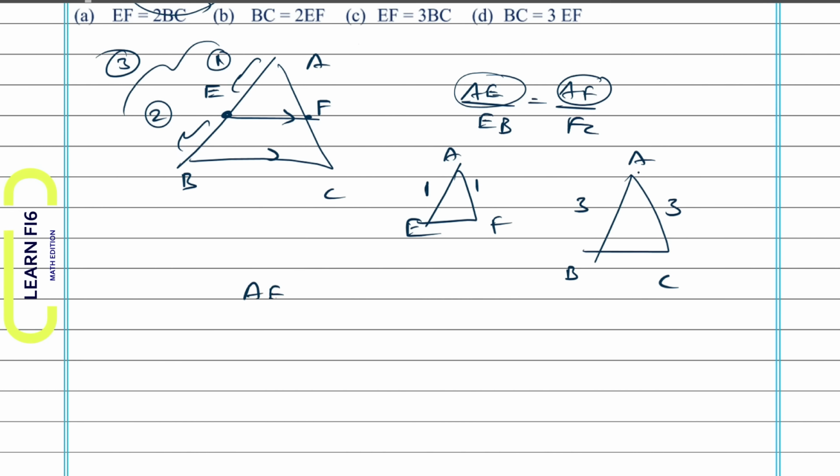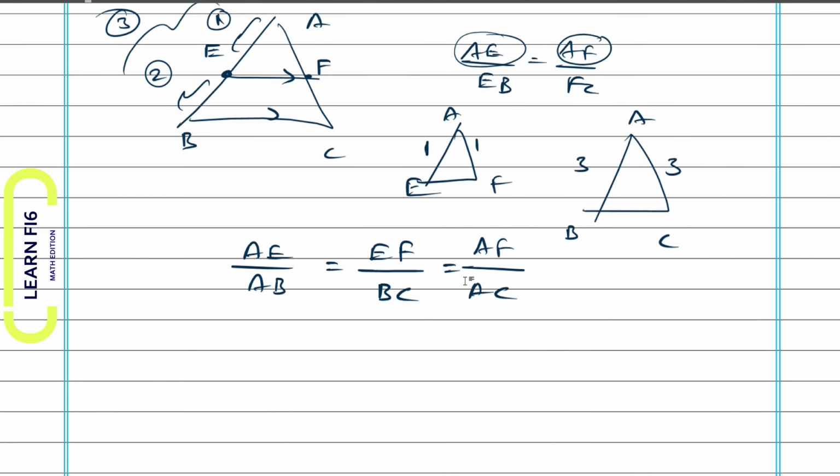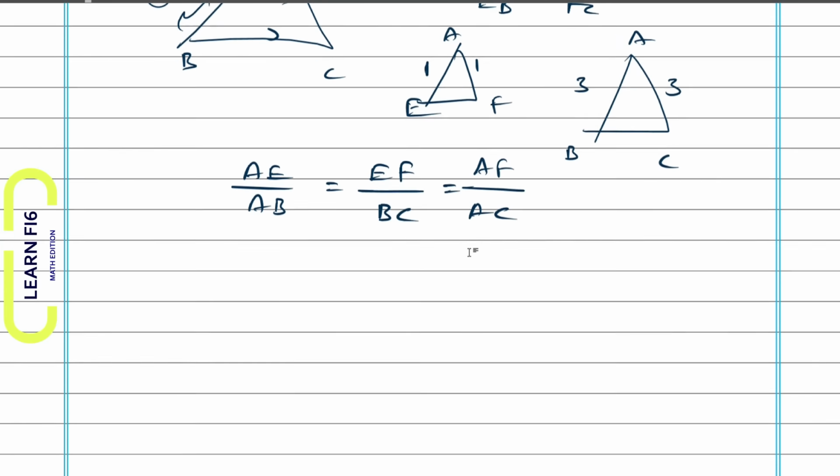We can write AE by AB is equal to EF divided by BC. Okay, the side ratios are the same. The third side is AF divided by AC. So just remember this. Whenever you have two parallel lines within a single triangle, you can directly write that the smaller triangle is similar to the bigger one, and you can directly write the side ratio, which will lead to the result.